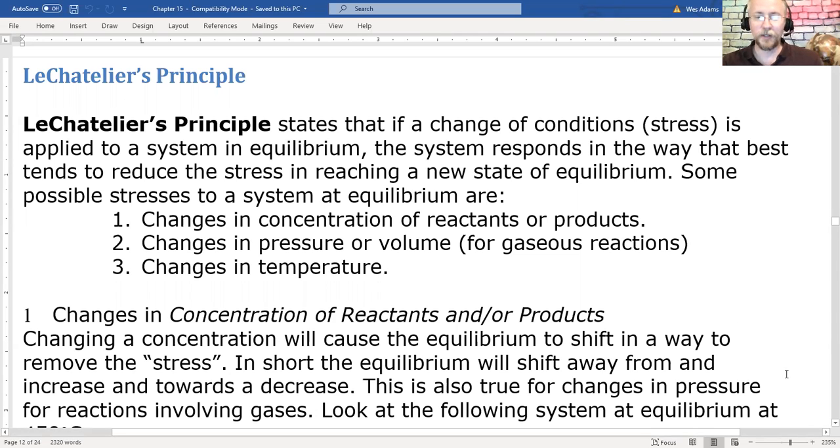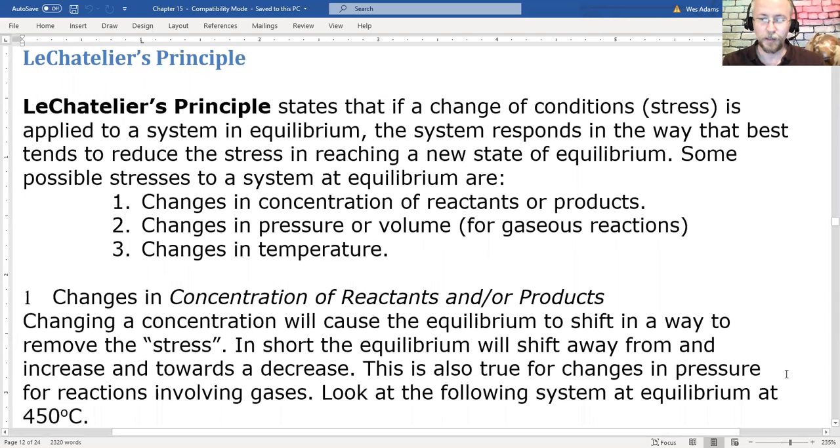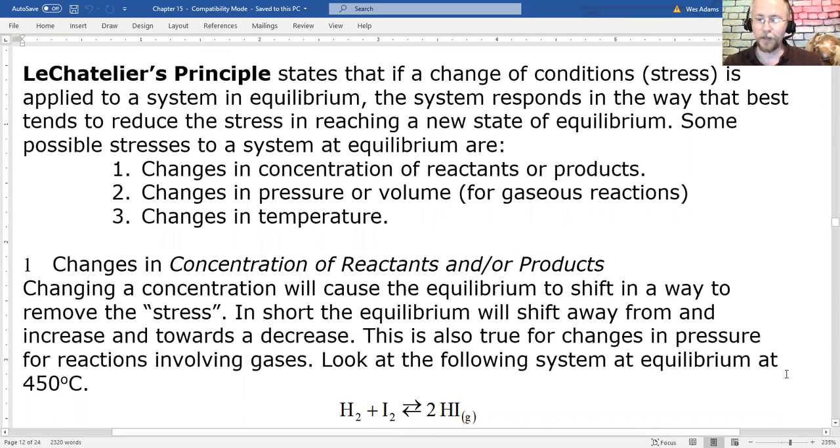Now, if I change the concentration, it's going to shift in a way to remove the stress. That is, it's going to shift away from an increase and towards a decrease. If I have some way to remove a reactant or product, it'll shift towards the decrease. If I add a reactant or product, it's going to shift away from the increase.